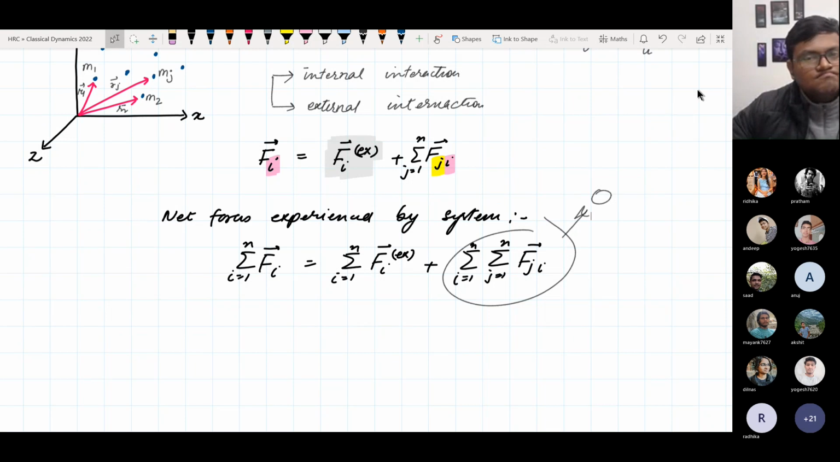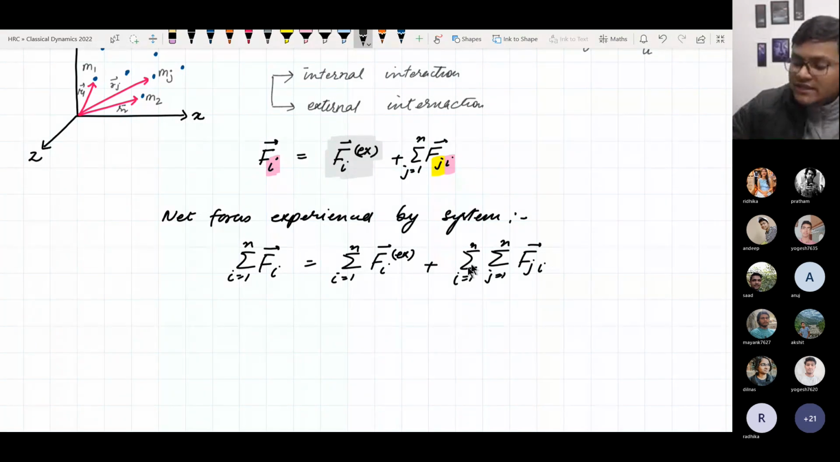So if the ith particle is applying some force over j, then j must be applying that force back at i. So does that not cancel out? That's what I'm saying. So it should be 0, no? Right. So internal forces always cancel out. So internal forces are never responsible for the motion of a system, essentially.